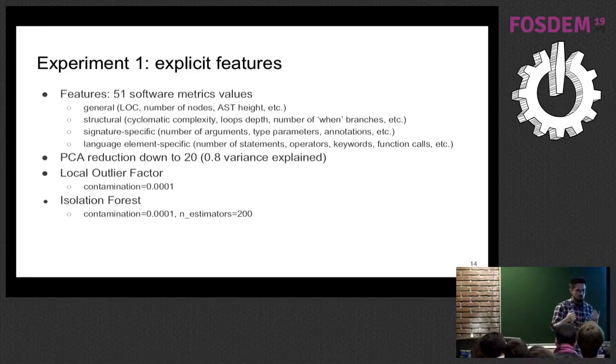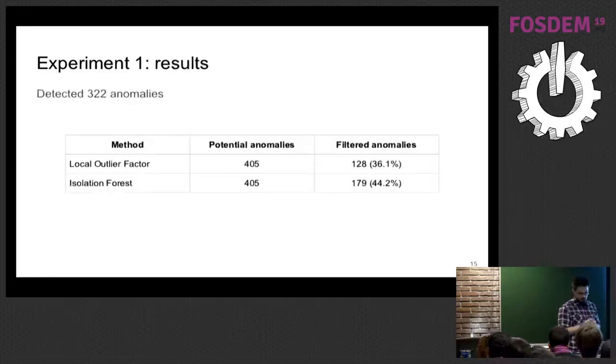We ran local outlier factor and isolation forests on it. The contamination parameter here is basically the proportion of outliers in the data set. And this is another design decision because we have no idea how many anomalies there are. So we just set it to some small number, like 0.01% to keep the results observable by humans. That left us with 0.01% of 4,400,000 functions, which we manually observed and selected 322 anomalies that could have been of interest to language developers.